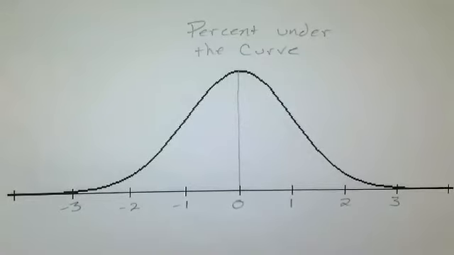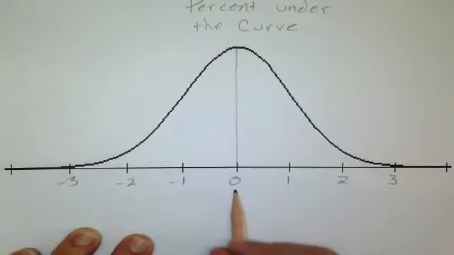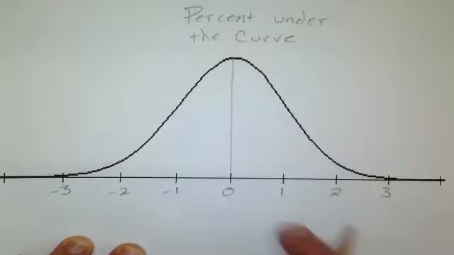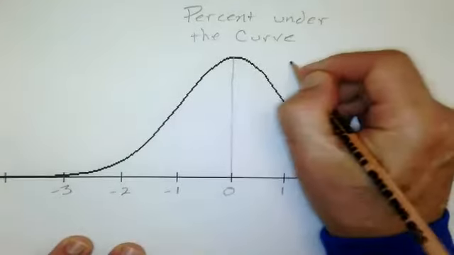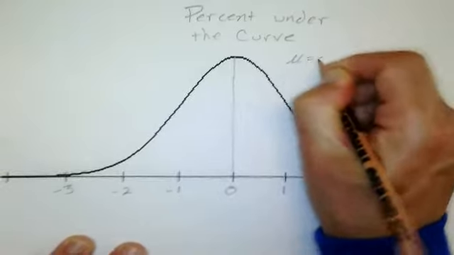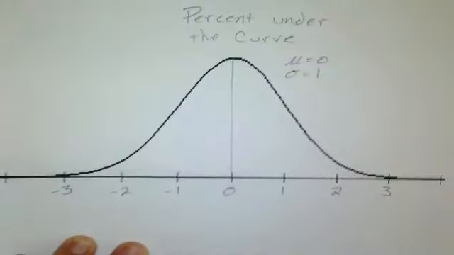So we're asked to find the percent under the curve. We're trying to determine, I've got my mean is 0. It's a normal model. My standard deviation is obviously 1. So mu is 0 and my sigma is 1. So we're trying to determine an area under the curve, a percent under the curve.